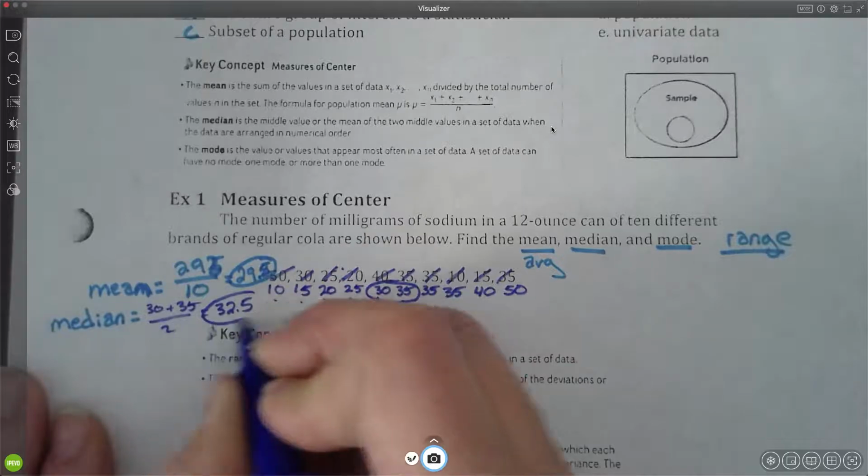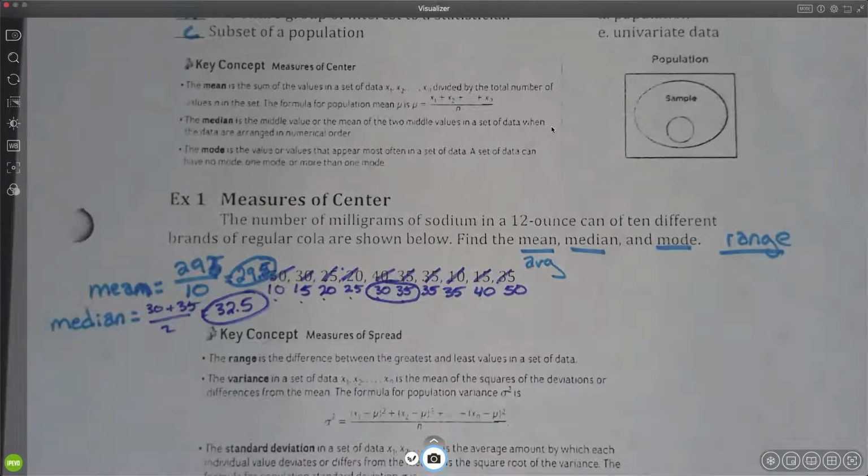Okay, now, if you have an odd number of numbers, like 13, then you will have an exact middle number. Does that make sense? Only when you have an even data set does it not have an exact middle number. Okay, so mode. Mode is 35. You guys have already figured that out.